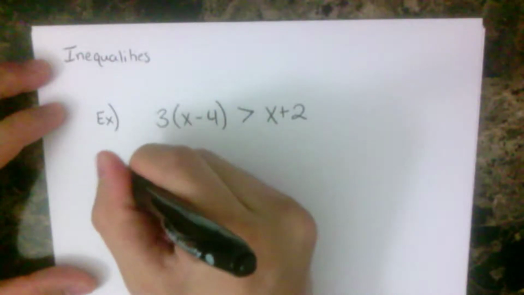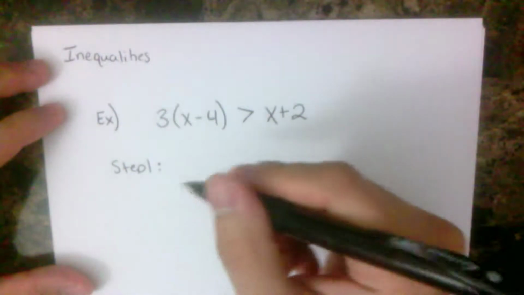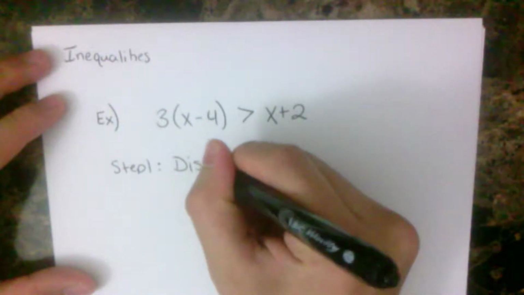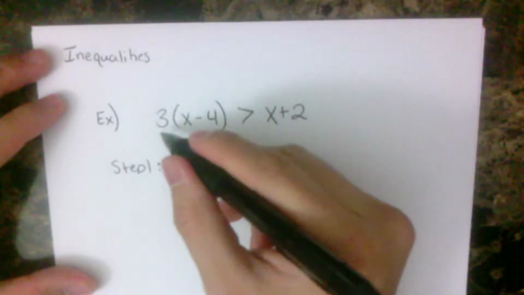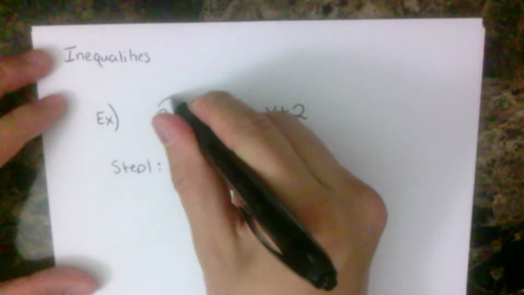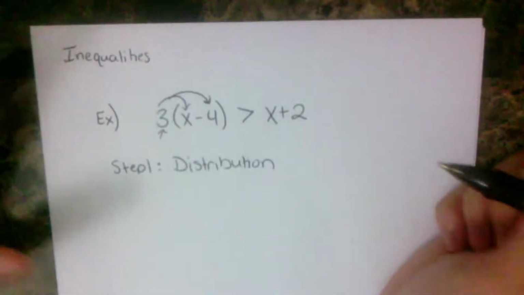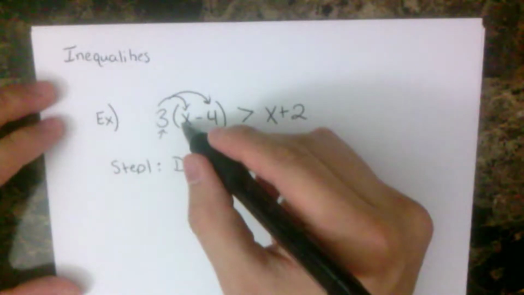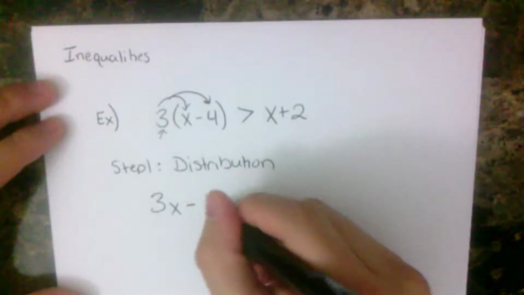So, step one, what we want to do is see if we can get rid of any distribution. Okay, so remember, distribution is when we have a number outside of parentheses. So you'll notice here we have a number outside of this parentheses, that's the 3. All right, and so we'd want to distribute it to the x and the negative 4. And remember, distribute means to multiply or divide, but we're going to multiply here. So 3 times x gives us 3x, and then 3 times negative 4 gives us negative 12.